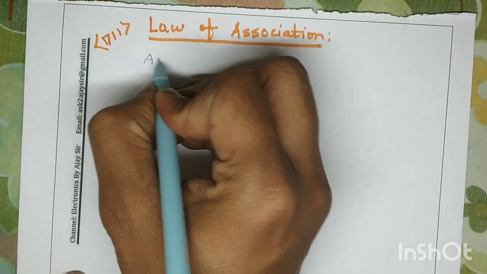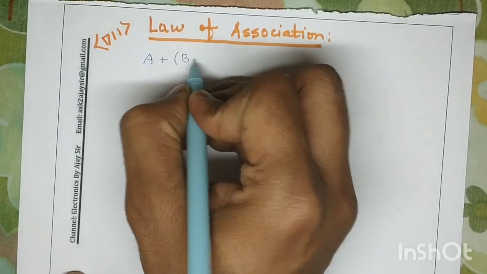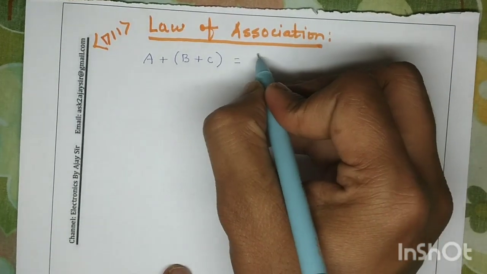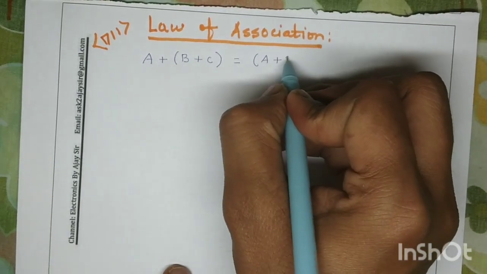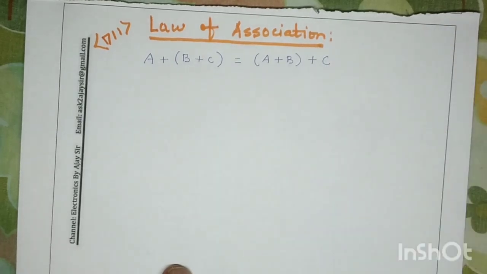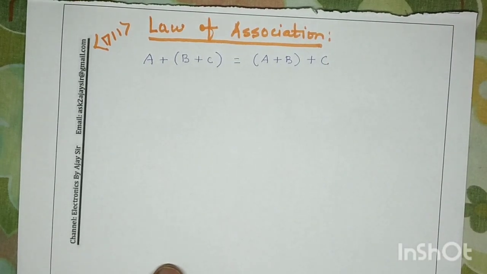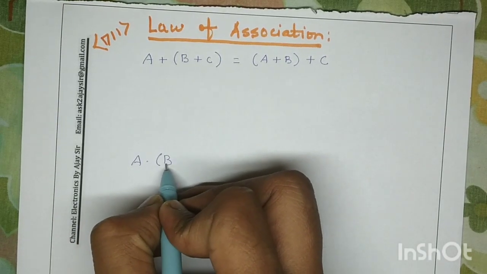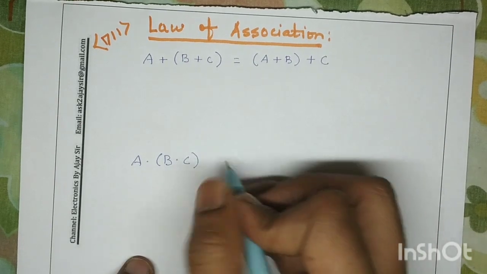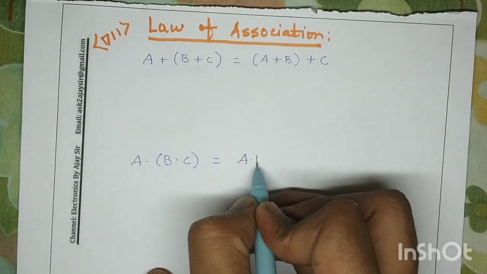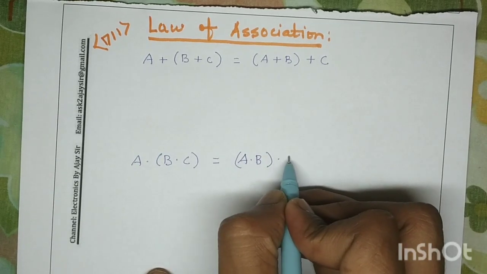In the law of association, we have two laws. A plus (b plus c) is equal to (a plus b) plus c. And the second law is a dot (b dot c) is equal to (a dot b) dot c.